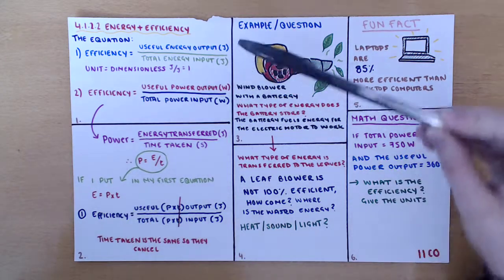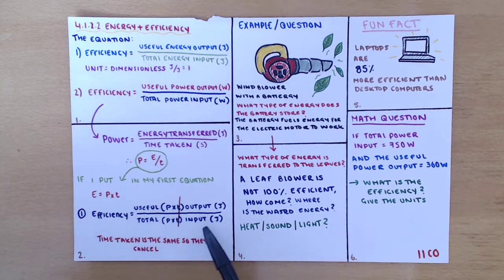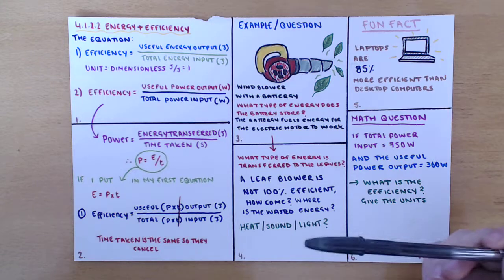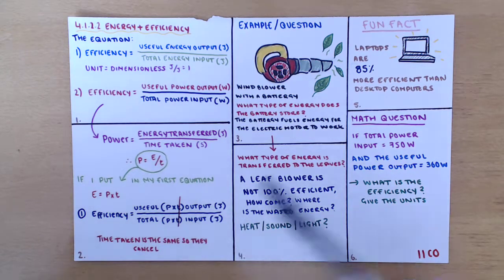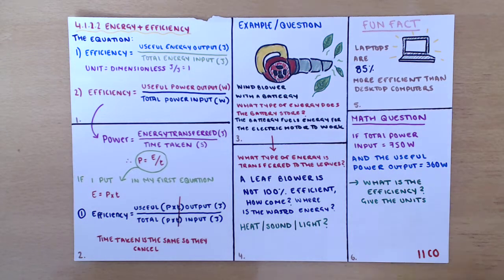Sub this into here. So efficiency is equal to useful energy, power times time, output, divided by total power times time for the energy input. Remember, because energy is in joules, and because the time taken is the same, they cancel. And that is why you have useful power output, because that's what you're left with, divided by total power input, which is your second equation here. Hopefully that makes sense.